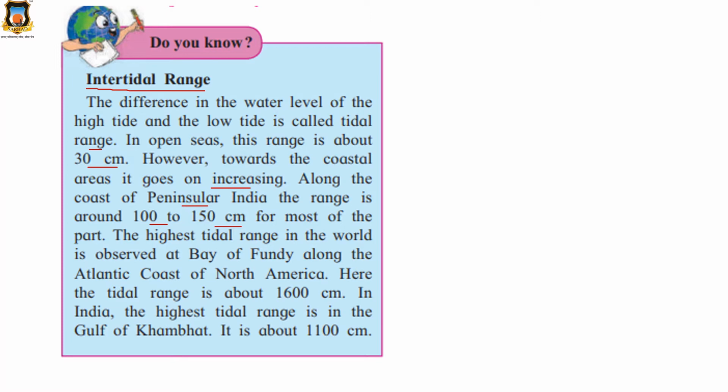For most of the part, the highest tidal range in the world is observed in the Bay of Fundy along the Atlantic coast of North America. Here the tidal range is about, my God, see what the tidal range is: 1600 centimeter. See, 30 centimeter, 100 centimeter, 150 centimeter, and this is 1600 centimeter. In India, the highest tidal range is in the Gulf of Khambat. It is about 1100 centimeter. So this is called tidal range.